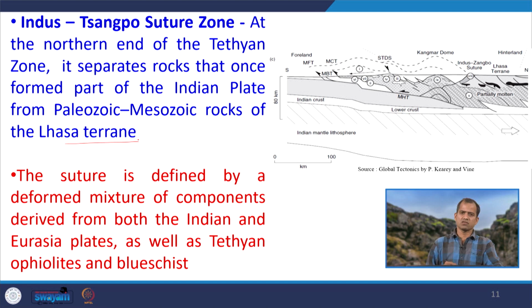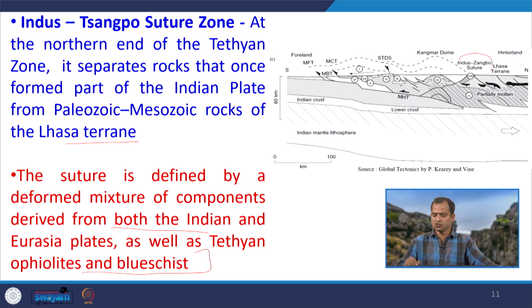And the suture is defined by a deformed mixture of components derived from both of these plates, the Indian and Eurasian plate, as well as the Tethyan ophiolite sequence, which is the blue sheets. So, that means this suture zone, as it is the welding zone between these two plates, is deformed and it is representing the rock contribution from both of these plate systems.